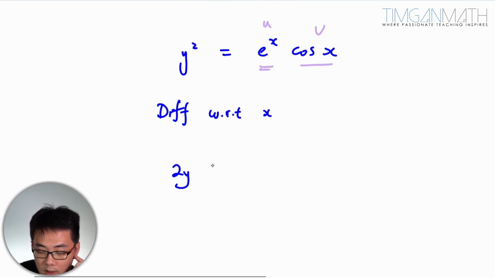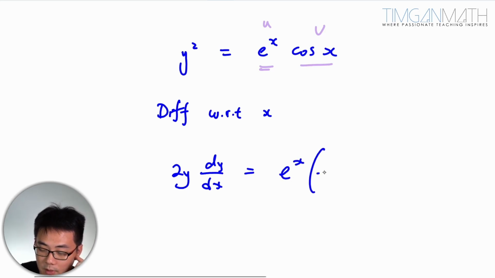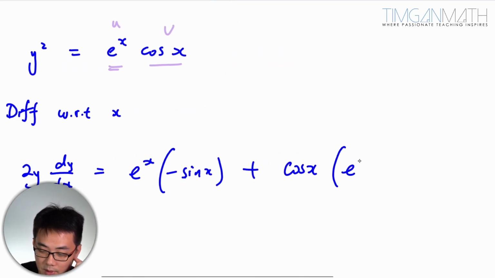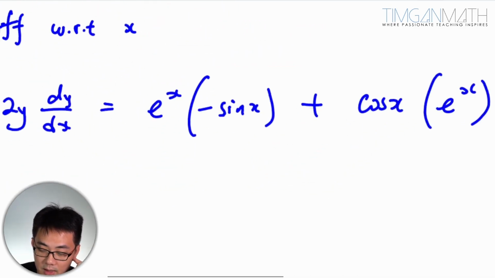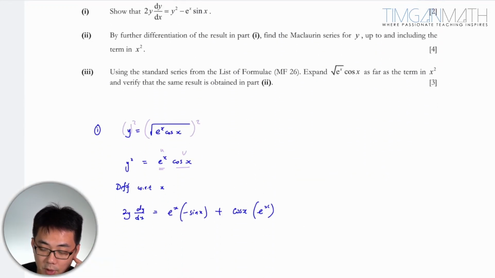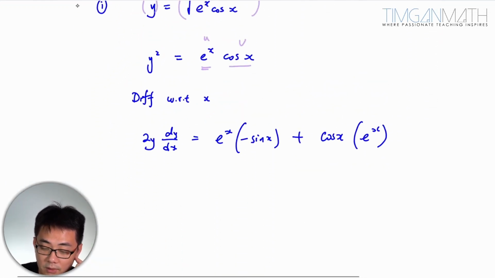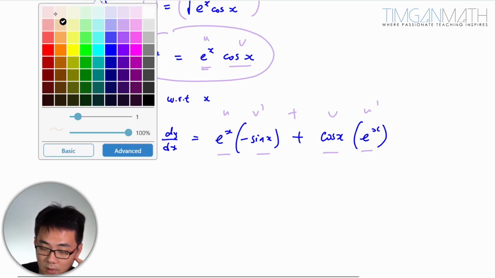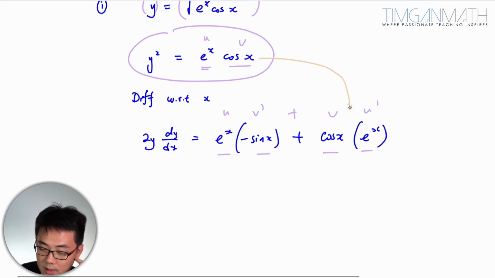This will be 2y dy/dx equals, keep the one on the left, differentiate the one on the right, so minus sine x, plus, keep the one on the right and differentiate the one on the left. So this is the case there. Now, there you go, we got this expression here. So what we need now is to look at this one here. This is e^x, so let me use uv' plus vu' here. So we can see that this is our expression here.